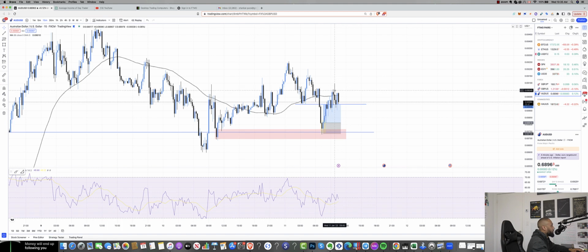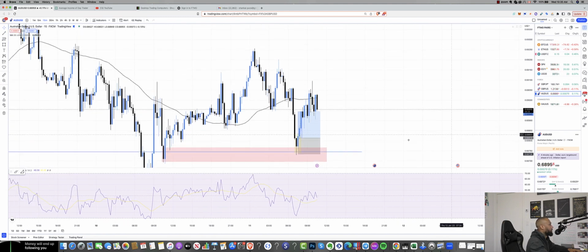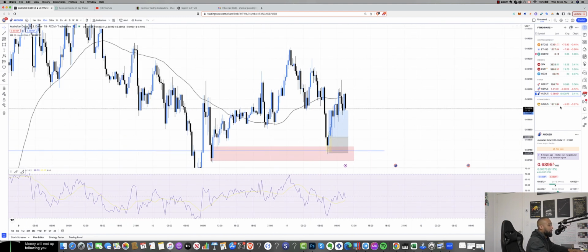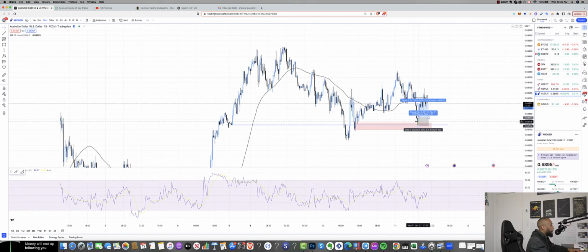I could have definitely extended it higher up to this point or here, but you don't want the market to turn around on you, especially tomorrow. We have CPI data coming out, and when it's around that type of news, you never know what's going to happen, right? So that was this trade.